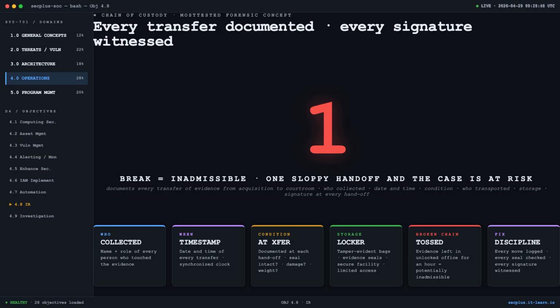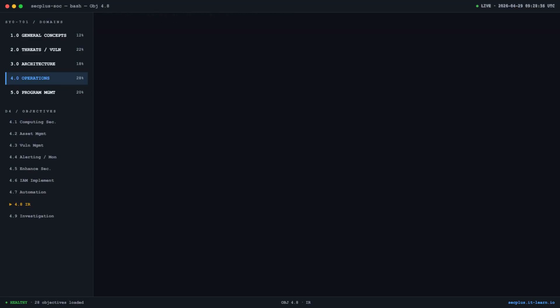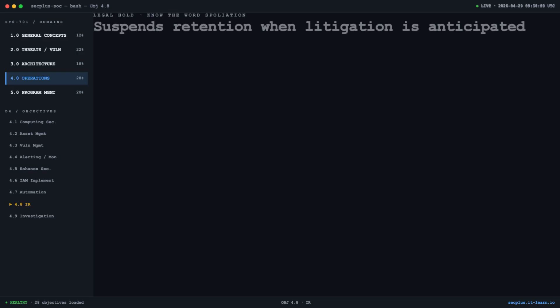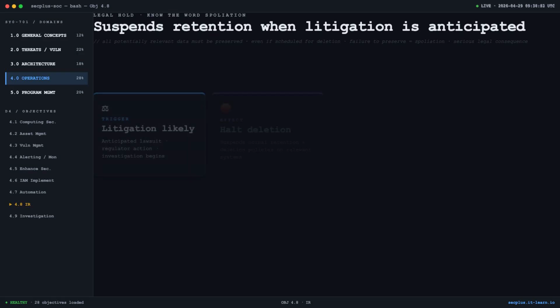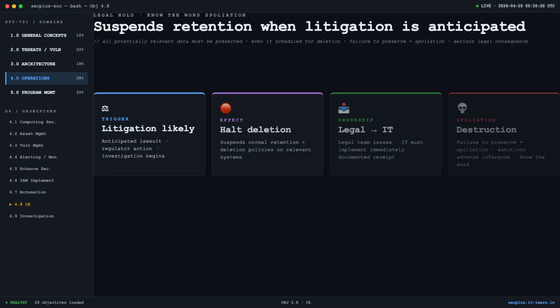Legal hold. Suspends normal data retention and deletion policies when litigation is anticipated. All potentially relevant data must be preserved, even if normally scheduled for deletion. Failure to preserve is called spoliation, the destruction of evidence, and it is a serious legal consequence. IT receives the legal hold notice from the legal team. Must implement immediately. The exam may use the word spoliation specifically.